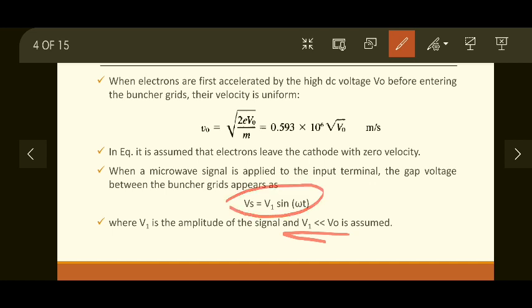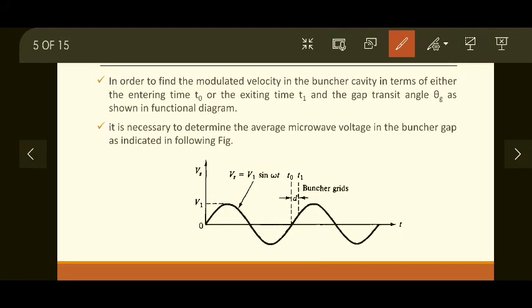Now we have the microwave input, we have the unchanged velocity V0, and we have the condition for the amplitudes of the microwave input and DC voltage. Now let's see how velocity modulation occurs. In order to find the modulated velocity in the buncher cavity in terms of either entering time or exiting time and the gap transit angle, it is necessary to determine the average microwave power or average microwave voltage in the buncher gap, as indicated in the following figure. So let's look at the figure. This is our Vs, which is shown here as a sinusoidal signal, that is the microwave input.